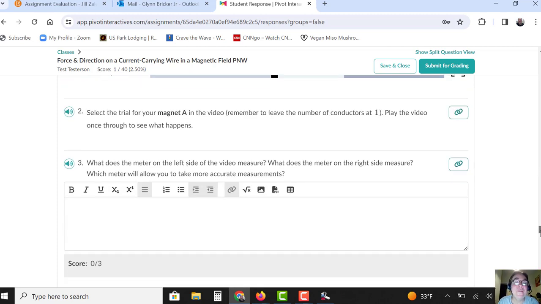Okay, very good. Well, if you have any questions, let me know. It's kind of a fun lab. It's one that's hard to do actually in person. This is one that works better when you're online like this.